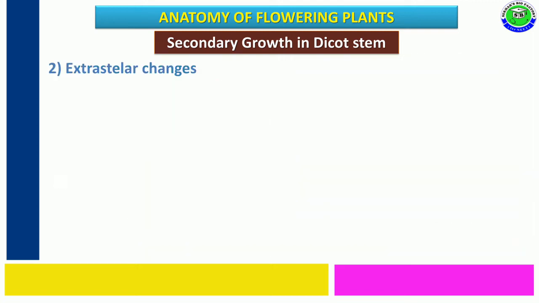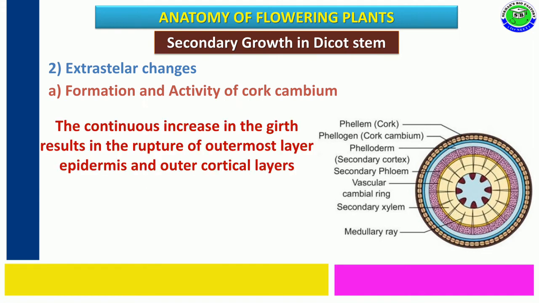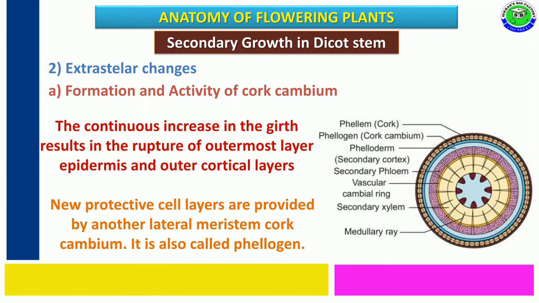The second major change is extrastelar changes. In this, the first step is formation and activity of the cork cambium ring. The continuous increase in the width of the main stem results in the rupture of the outer layers of epidermis or outer cortical layers. Due to this, new protective cell layers are provided by another lateral meristematic tissue, the cork cambium. This cork cambium is also called phellogen.